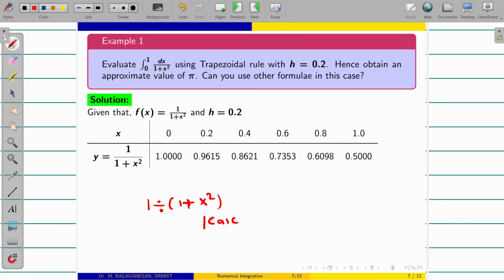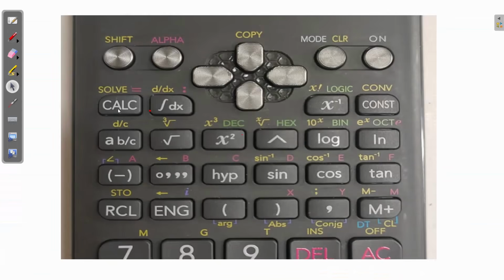Then only we can easily identify the tricks. Right, so look at that. Calculate, CALC. That button is here. This is the button we have to press after inserting the formula. How to insert? 1 divided by 1 plus alpha x. Where is x? It is here, this button you have to press. 1 divided by x. You have to give it like that.